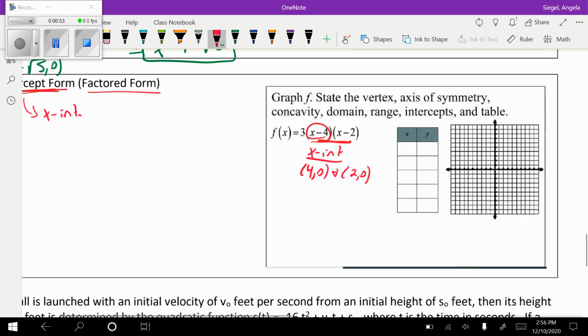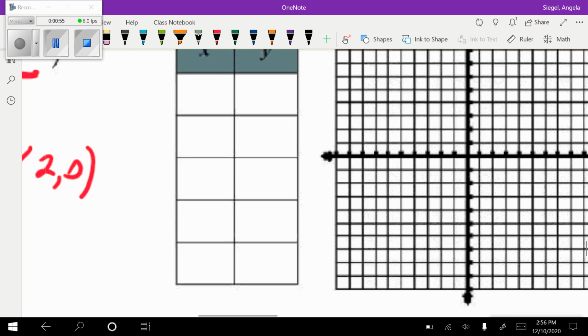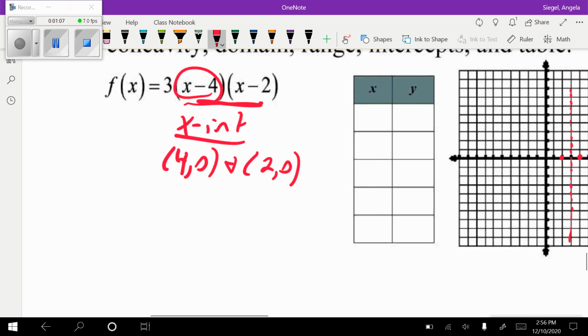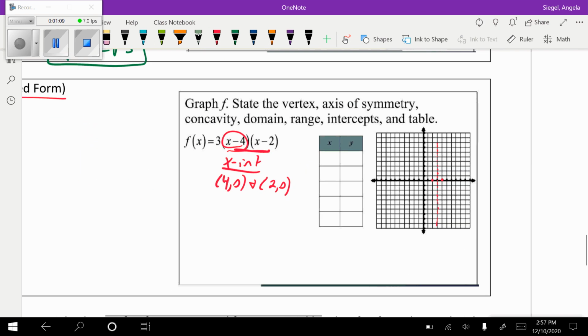So that's actually where I'm going to start to graph. So 1, 2, 3, 4, and 2, 0. Okay, so if I go halfway in between, that is going to be my axis of symmetry. So I know that my axis of symmetry is at x equals 3. So I have a lot of information. If I have my axis of symmetry, I also know that my vertex is going to be 3 something.